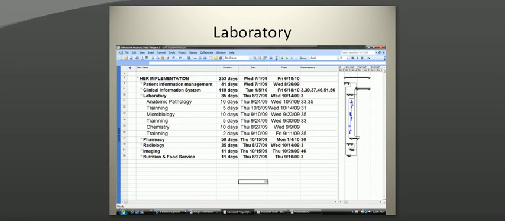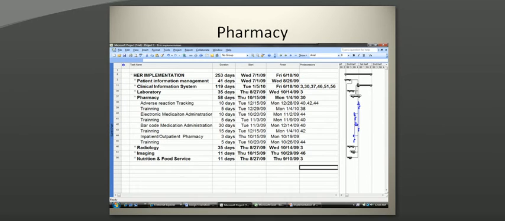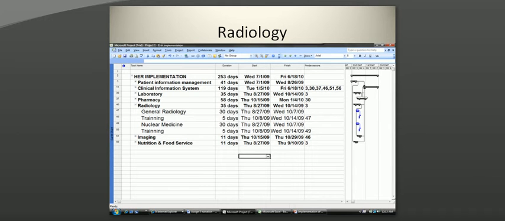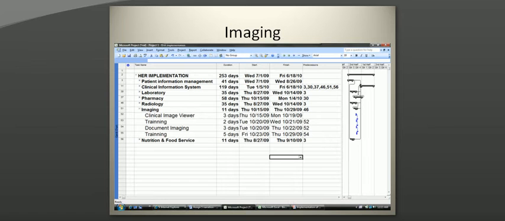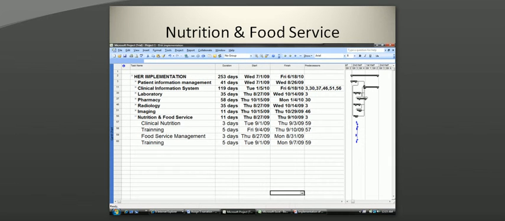Here is the laboratory task and its subtasks. Here is the pharmacy task and its subtasks. Here is the radiology task and its subtasks. Here is the imaging task and its subtasks. And here is the nutrition and food service task and its subtasks.